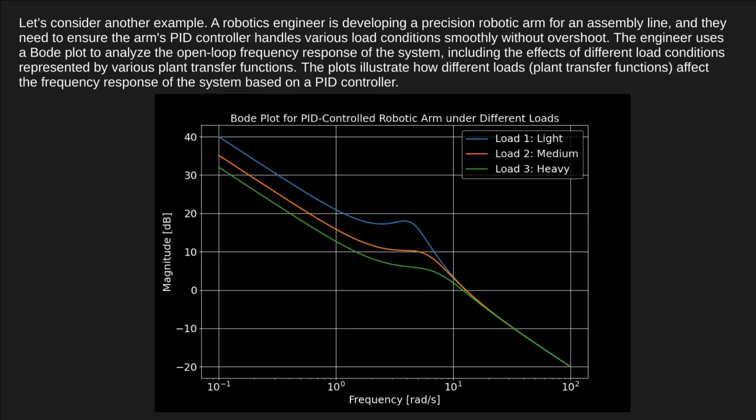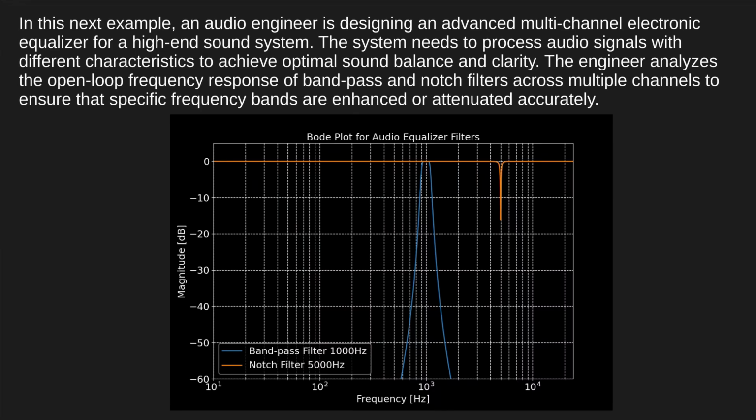In this next example, an audio engineer is designing an advanced multi-channel electronic equalizer for a high-end sound system. The system needs to process audio signals with different characteristics to achieve optimal sound balance and clarity. The engineer analyzes the open-loop frequency response of bandpass and notch filters across multiple channels to ensure that specific frequency bands are enhanced or attenuated accurately.